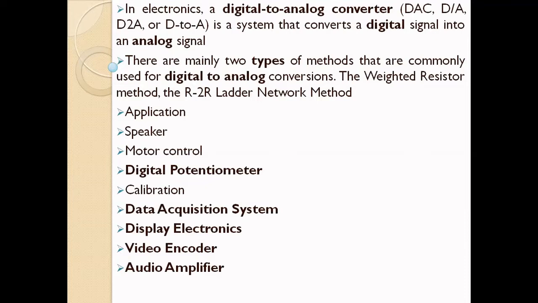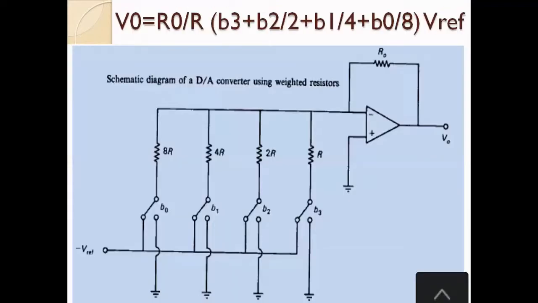Next, it is used for displaying electronics, numbers, characters. Next one is the data acquisition system. It is used for the digital potentiometer. You all know a potentiometer is used to vary the voltage. Digital means you will get a digital output. If you need an analog voltage, you have to use this digital to analog converter. Other uses are calibration purposes, in audio amplifiers, and in video encoders. These are some applications of the digital to analog converter.